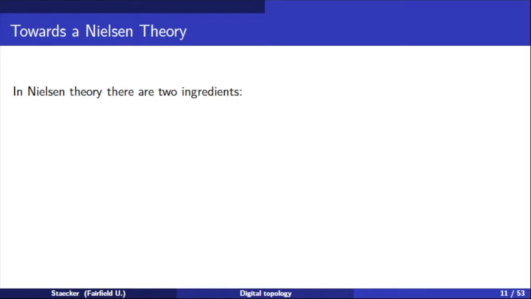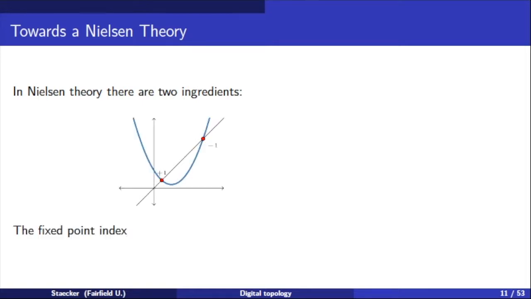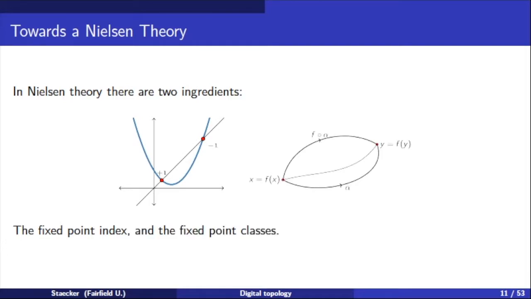In Nielsen theory, if you remember from last time, or even if you don't remember, it's okay. There are two ingredients. One is the fixed point index. You can't see very well, but remember there's a way to make a number for each fixed point. It depends on how the graph is crossing the diagonal. So when the graph is going down, that's a +1. When it's going up, that's a -1. That's the fixed point index. And then the second ingredient is this picture. Also hard to see, sorry. This is the fixed point classes.